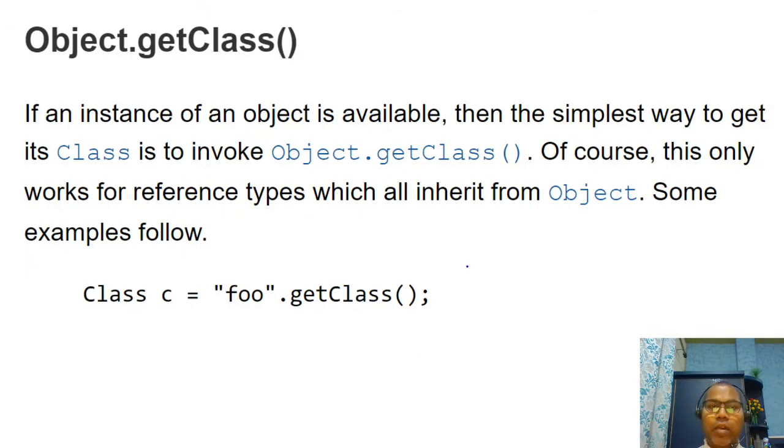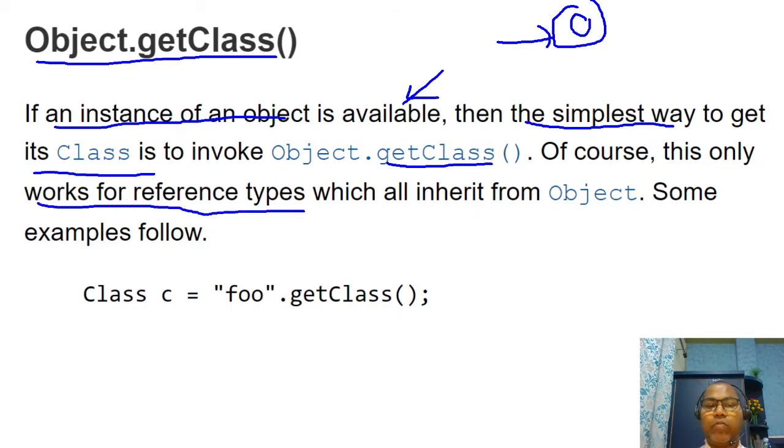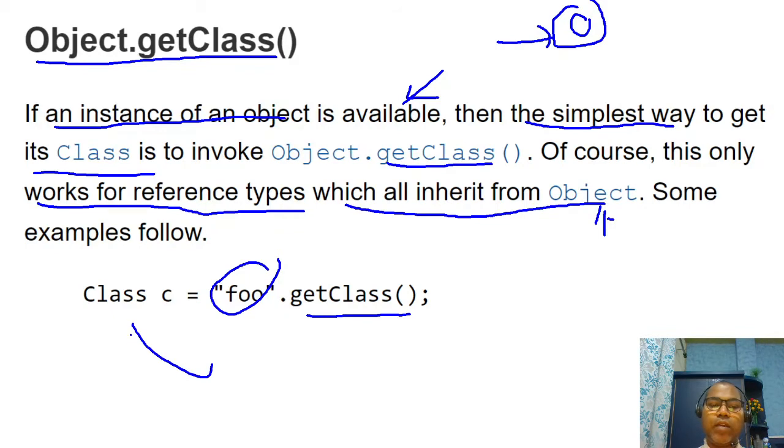So let us look at how we are going to use object.getClass. If an instance of your object is available, we have an object already at runtime, and I want to examine it, the simplest way to get its class is to invoke the getClass method. Of course, this works for reference types only, because to invoke the particular method the object should be created before, and it inherits from Object. So let us see how. If this is your string object and you want to get the corresponding class object, this is the method you can use: .getClass.